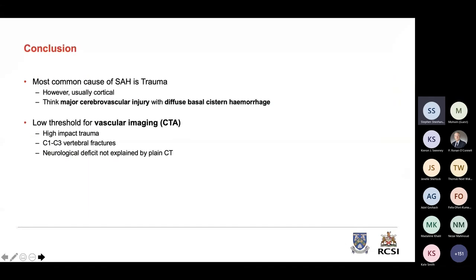In summary, the most common cause of subarachnoid hemorrhage is trauma. However, this is usually cortical with injury to pial vessels. So for a case like this where there's evidence of diffuse subarachnoid hemorrhage or any hemorrhage within any of the basal cisterns, we should have a high suspicion for cerebrovascular injury, and there should be a low threshold for vascular imaging in patients with high impact trauma, upper cervical fractures, and neurological deficits that are not explained by CT. Thank you very much.